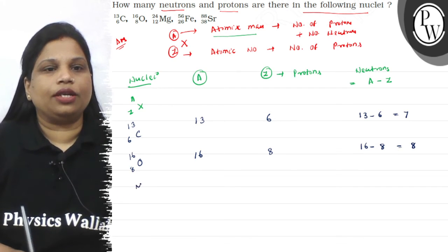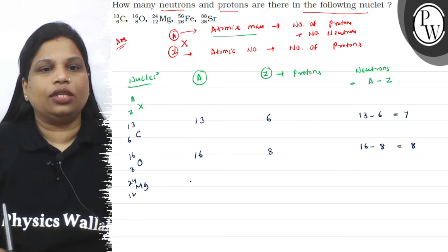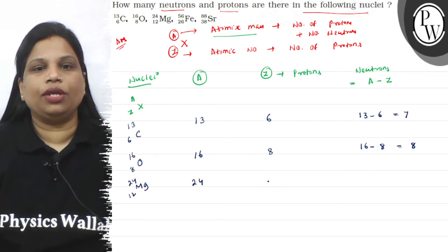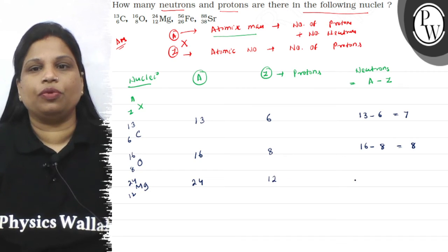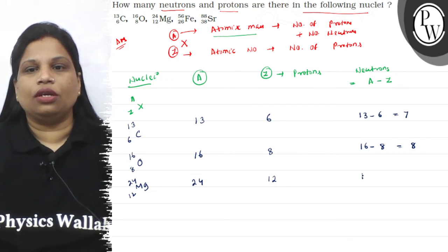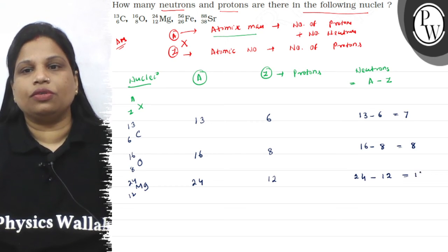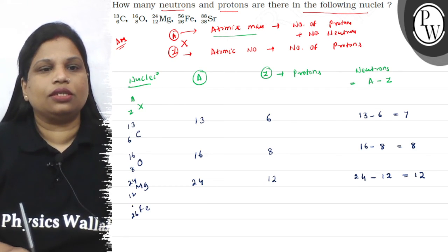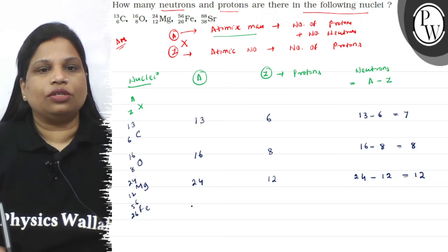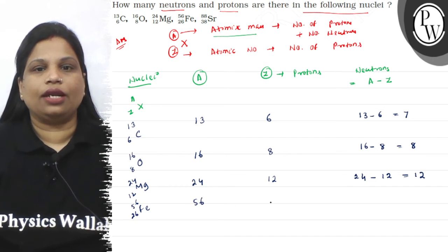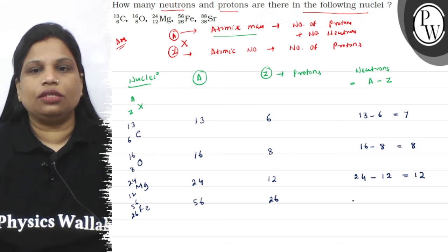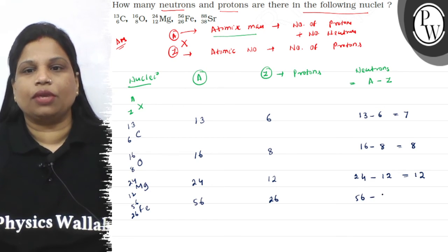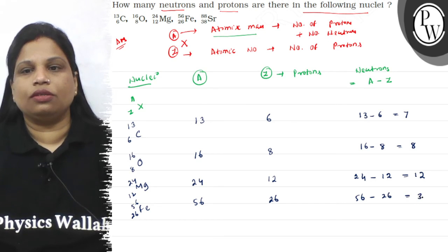In case of magnesium, 12, 24. Here the atomic mass is 24 and atomic number is 12. So this represents the number of protons. So number of neutrons is 24 minus 12, so number of neutrons is 12 here. Next it is iron, Fe, 26 and 56. So your atomic mass is 56 and atomic number is 26. So number of neutrons is 56 minus 26, that is 30.